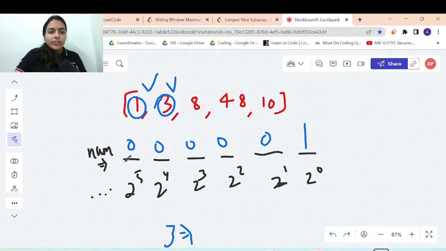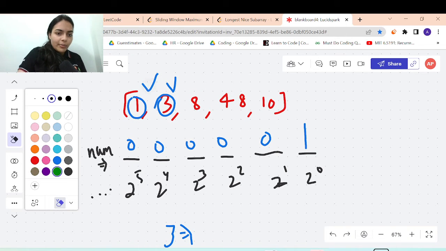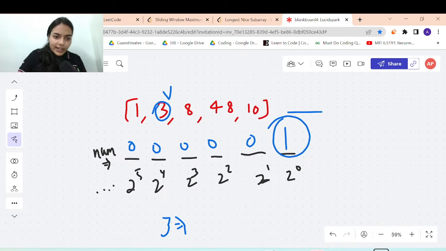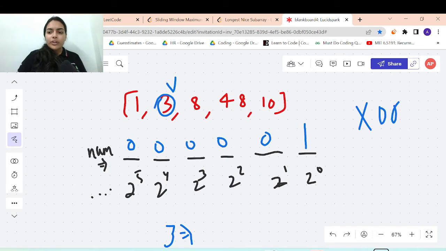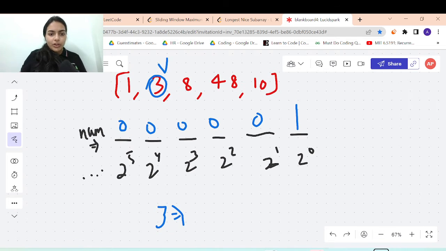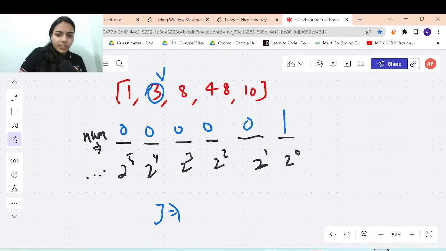Unfortunately we have to remove this element 1. 1 already had set its bit in the number. So how do you remove it? Just do XOR. Just do XOR of 1 with this number. Why? Because see, what is 1? 1 was this number.